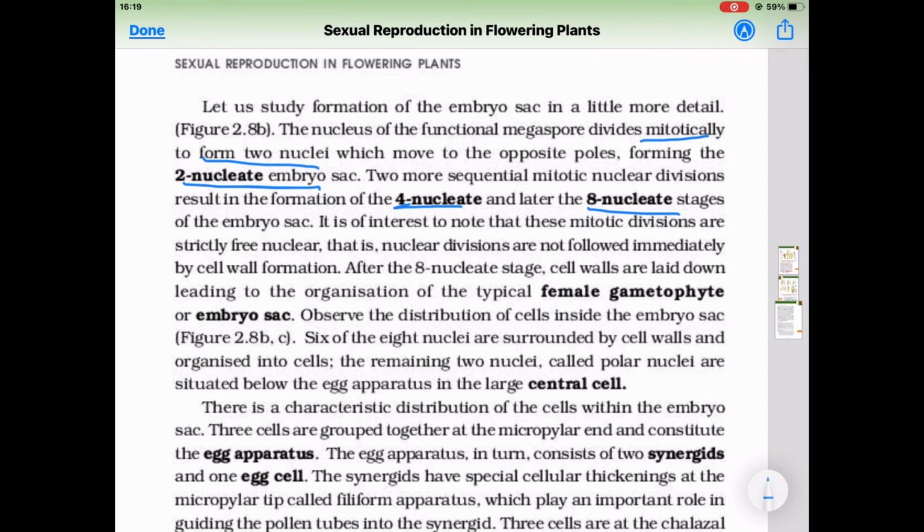It is of interest to note that these mitotic divisions are strictly free nuclear, that is, nuclear divisions are not followed by immediate cell wall formation.